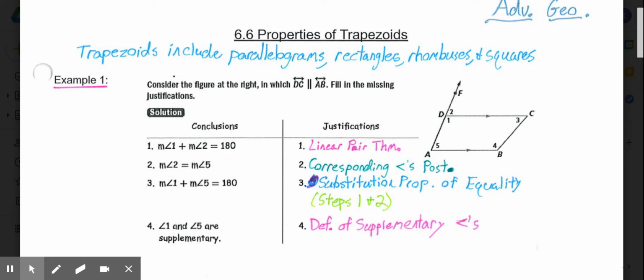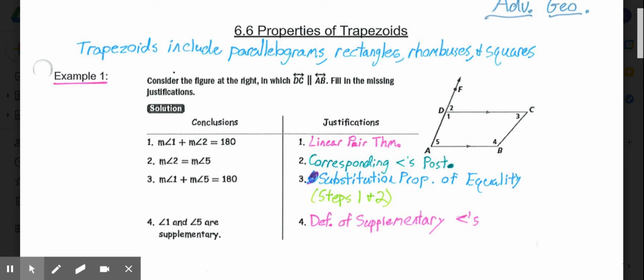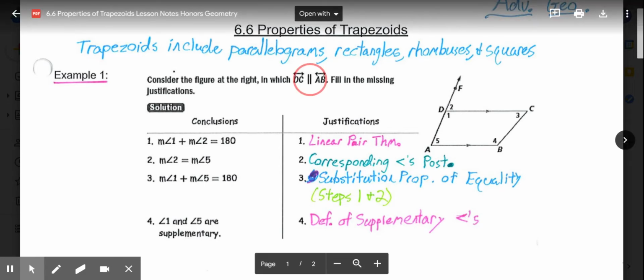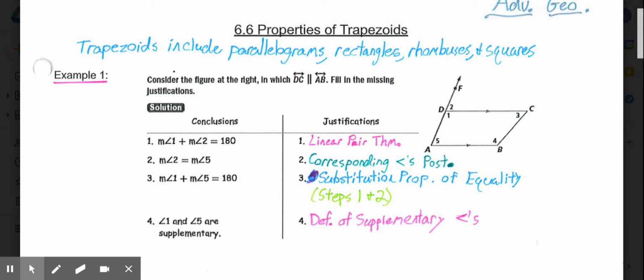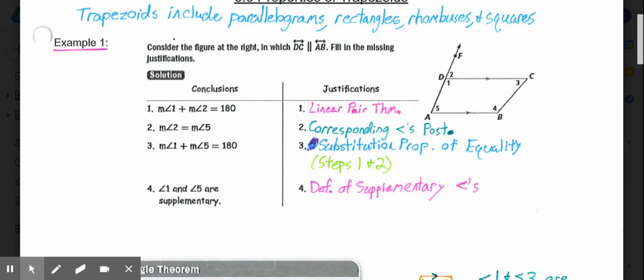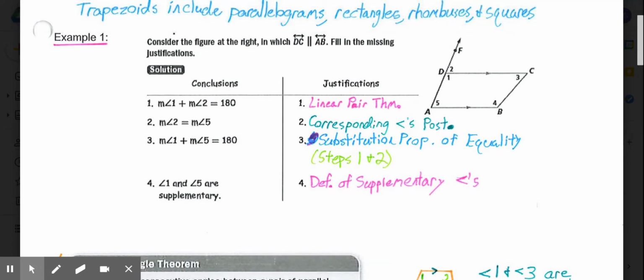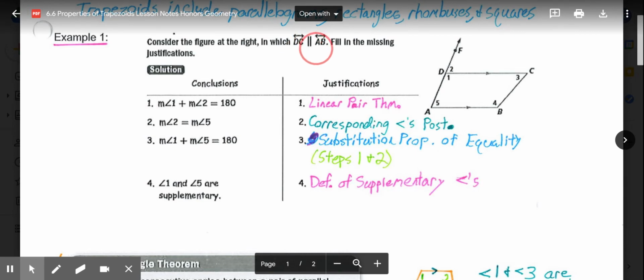So first thing we're going to look at, everyone's favorite, a proof. It says, consider the figure at the right in which line DC is parallel to line AB. Fill in the missing justifications. AB and DC are parallel based on the little arrows drawn in them. What they gave us were our different conclusions. In this case, you won't see a given because they're just saying consider this, fill in the missing justification, so they skip the given part. Kind of weird to do, but we'll go with it.